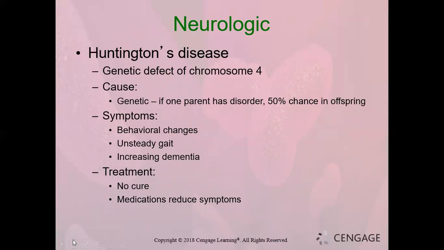Huntington's disease, this is a genetic defect of chromosome 4. This is genetic. If one parent has the disorder, there's a 50% chance that they're going to pass it on to their offspring. They're going to have behavioral changes, unsteady gait, increasing dementia. There is no cure. There are some medications to reduce the symptoms, but these people are going to pass away. Usually by the time they figure out that they have it, they've already had children. And so then they've likely passed it on to their children. It is a sad disorder because these people eventually can't remember anything.